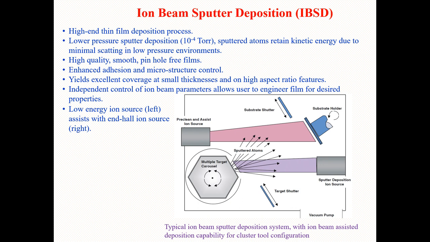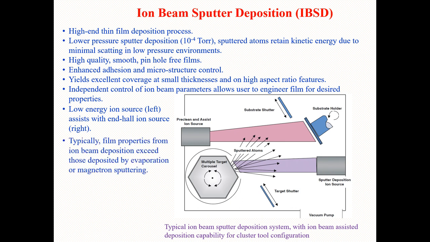This technique has a low energy ion source, which you can see here on the left. This low energy ion source is assisted with the ion source on the right, which is this one. Typically, film properties from ion beam deposition exceed those deposited by evaporation or magnetron sputtering. In other words, the film properties we get with the ion beam sputter deposition technique are better than those deposited by evaporation or magnetron sputtering.